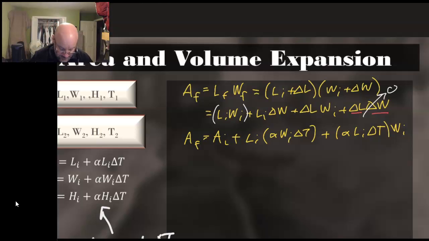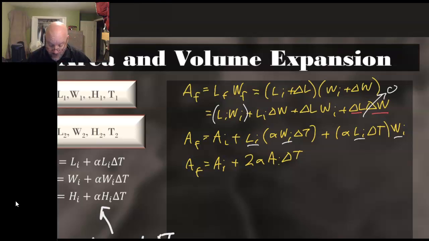All right, so now this is kind of cool. Check this out. I've got Li Wi, which is A sub I. And I've got Li Wi, which is A sub I. In fact, those second 2 terms are identical. So I've got 2 of them, really. So let's write it like this. Let's say AF is AI plus 2 alpha AI delta T. Now remember the AI comes from my terms Li and Wi together in both of those things.